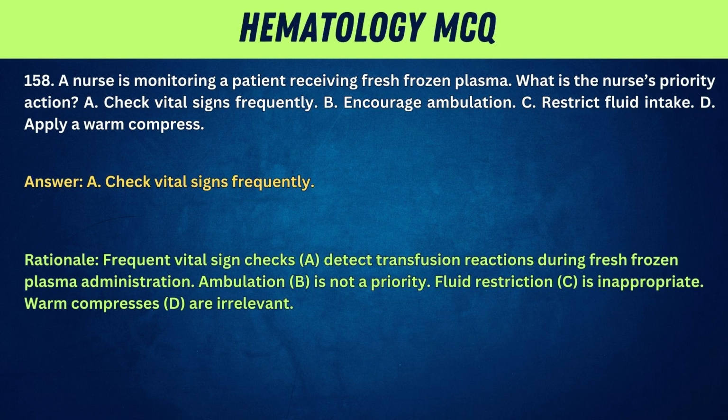158. A nurse is monitoring a patient receiving fresh frozen plasma. What is the nurse's priority action? A. Check vital signs frequently. B. Encourage ambulation. C. Restrict fluid intake. D. Apply a warm compress. Answer: A. Check vital signs frequently. Rationale: Frequent vital sign checks, A, detect transfusion reactions during fresh frozen plasma administration. Ambulation, B, is not a priority. Fluid restriction, C, is inappropriate. Warm compresses, D, are irrelevant.